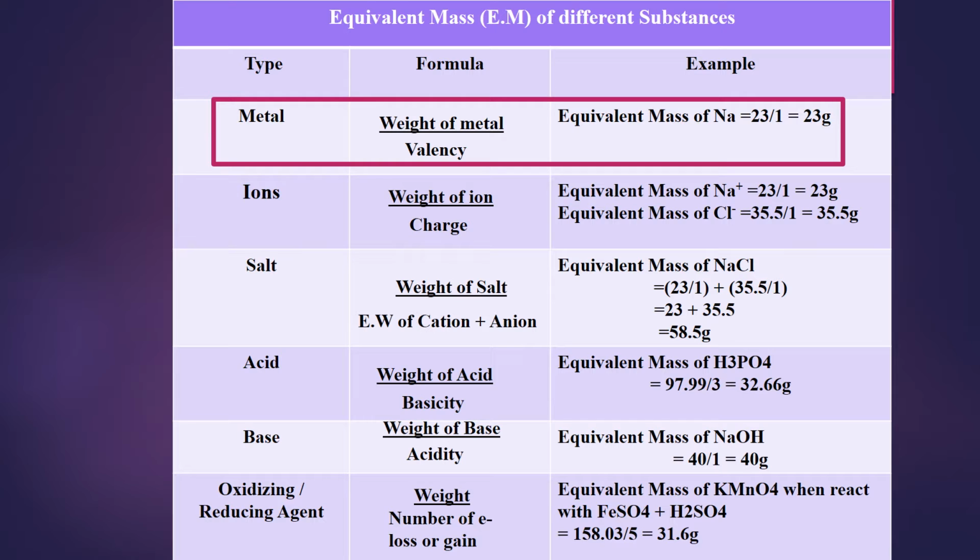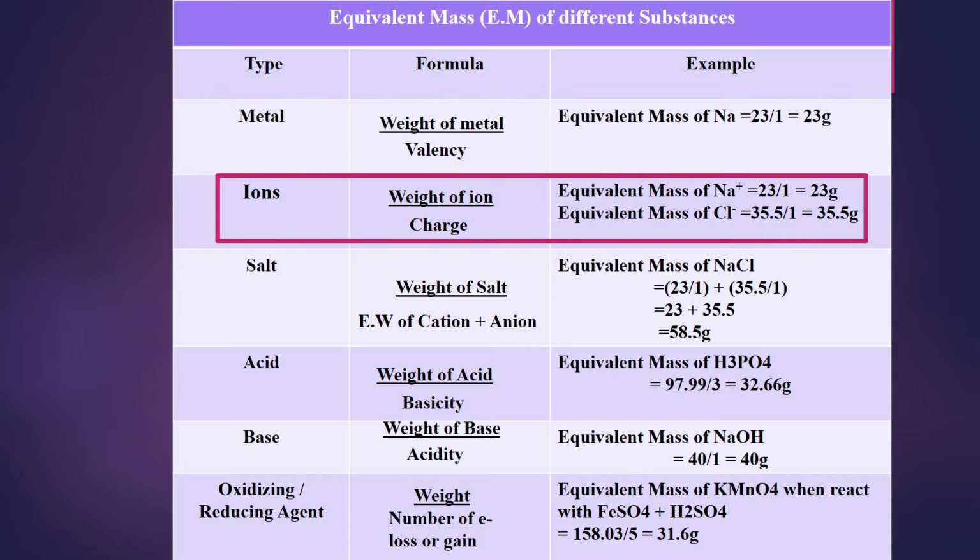For calculating equivalent mass of an ion, divide weight of ion by its charge. For example, for finding equivalent mass of sodium ion, divide 23 by 1. So the equivalent mass of sodium ion is 23 grams. For finding equivalent mass of chloride ion, divide 35.5 by 1. So the equivalent mass of chloride ion is 35.5 grams.